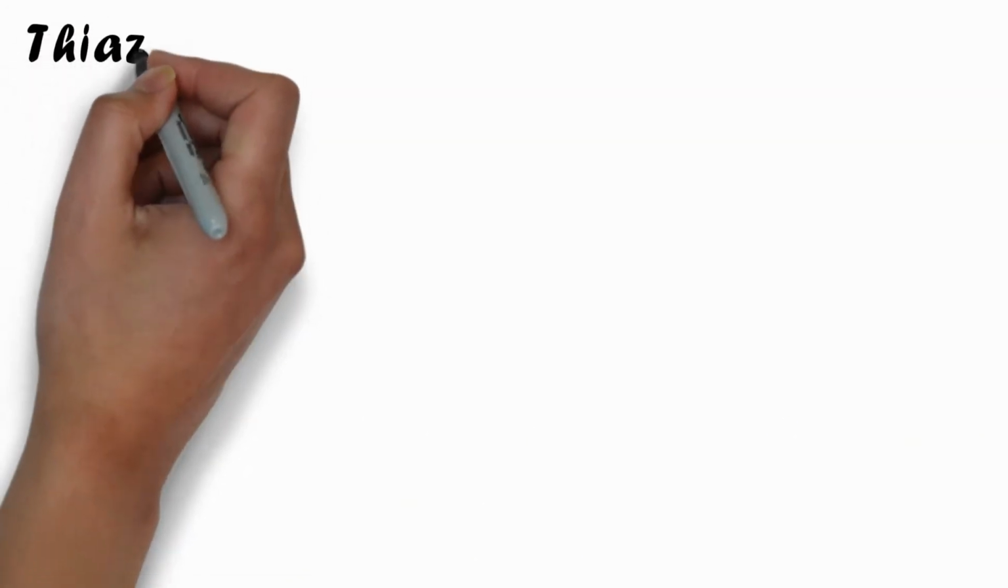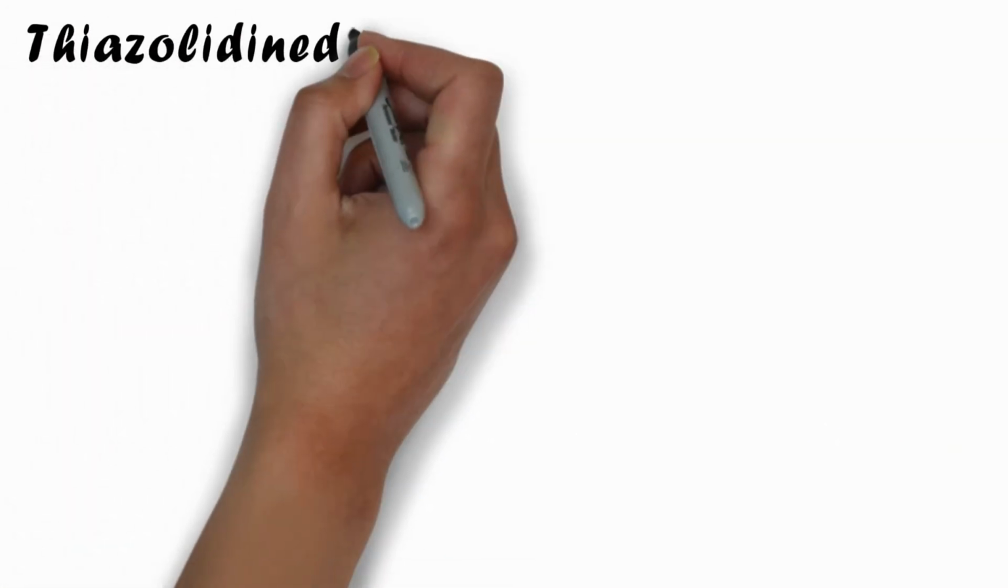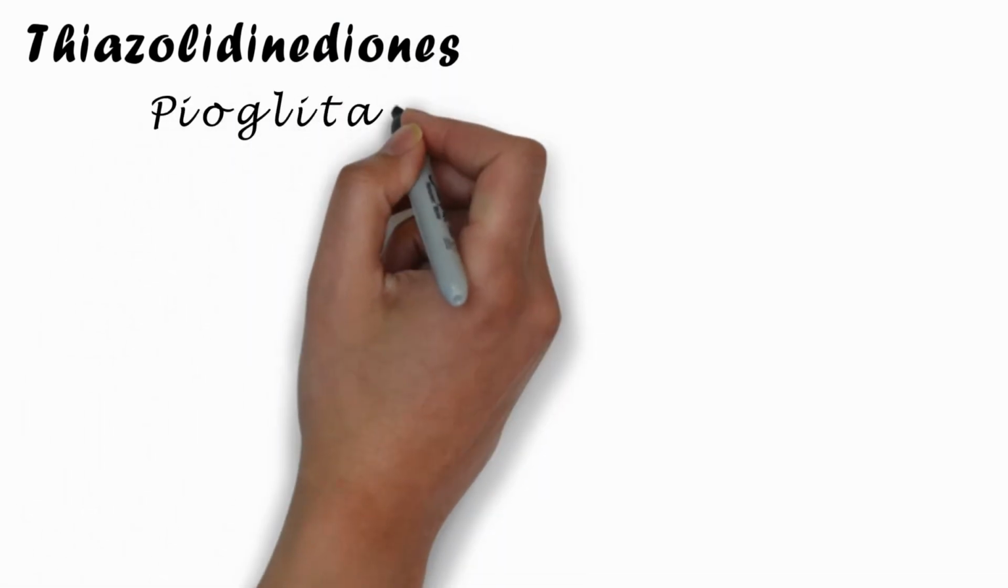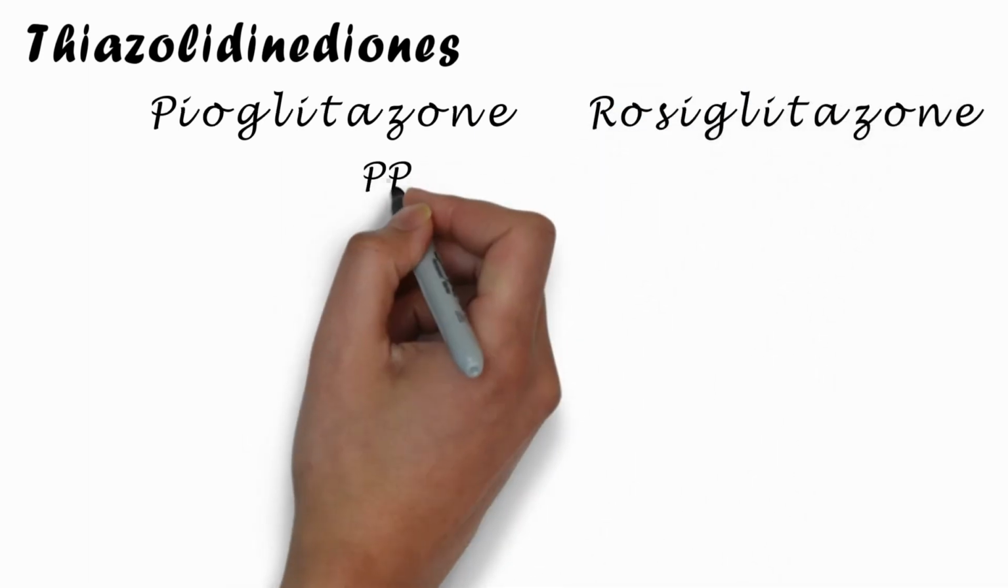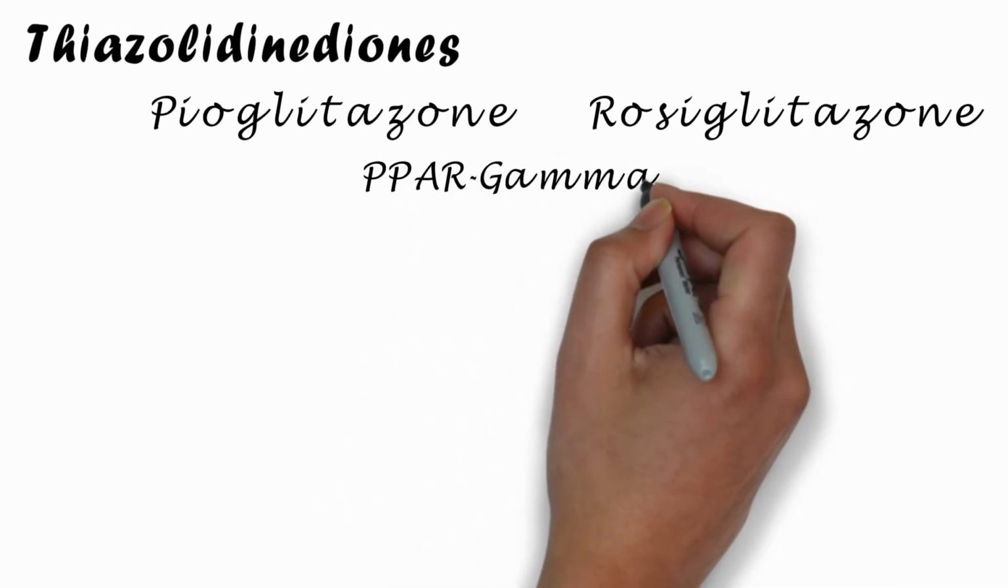Another group which acts by increasing insulin sensitivity are the thiazolidinediones. Pioglitazone and rosiglitazone are two drugs under this group. These are ligands for peroxisome proliferator-activated receptor gamma (PPAR gamma), which are a group of nuclear receptors expressed primarily in adipocytes, muscles, and liver cells.